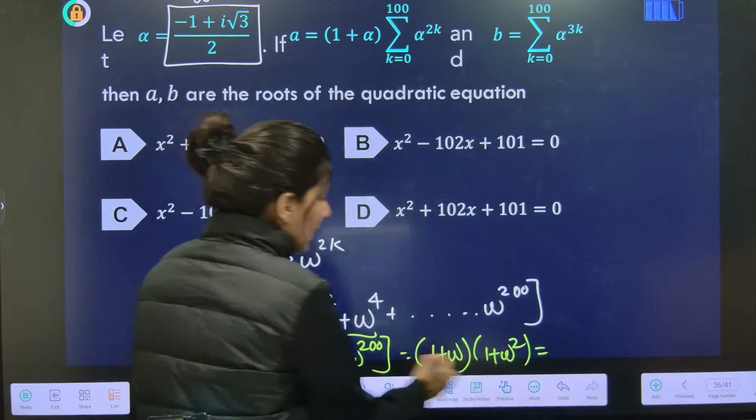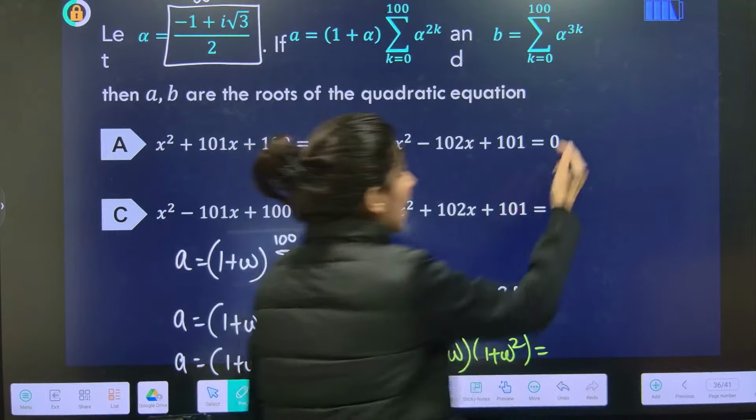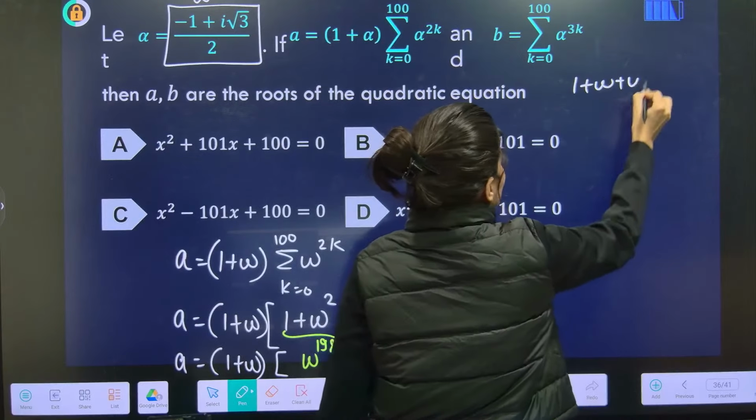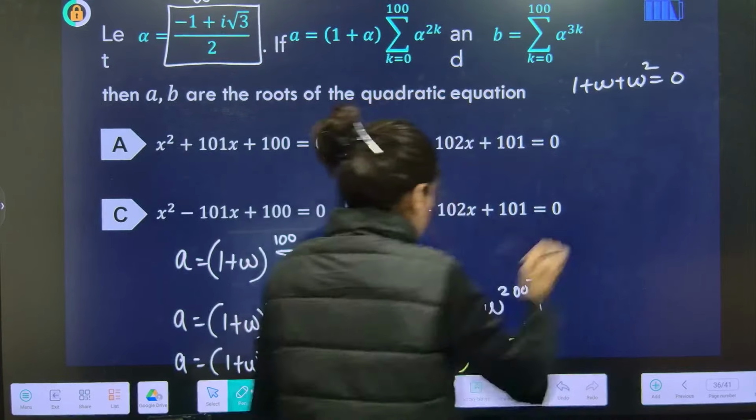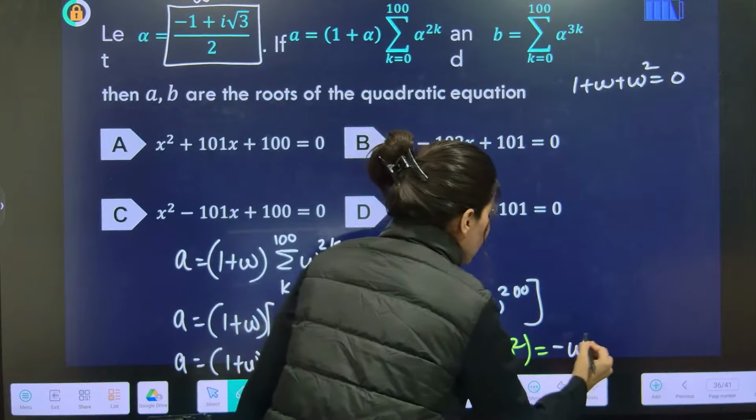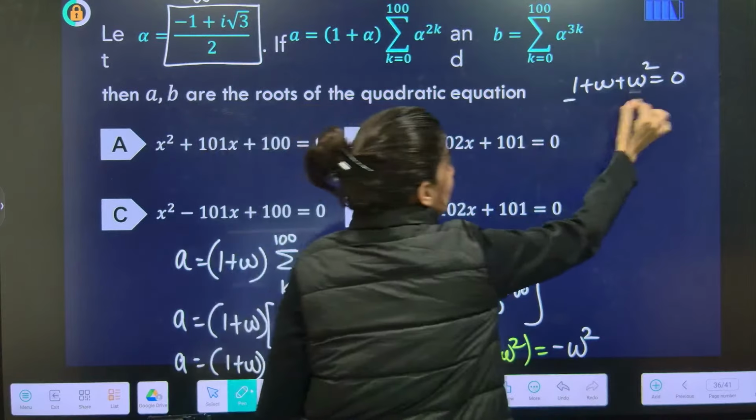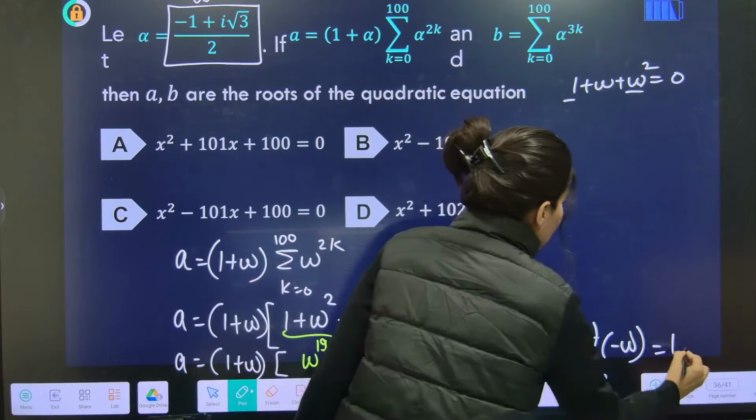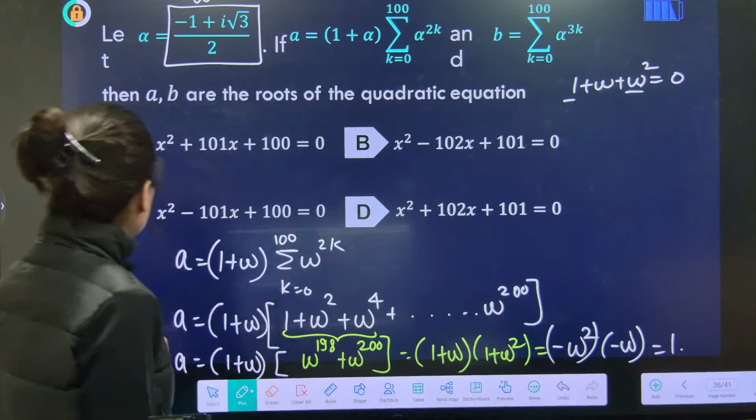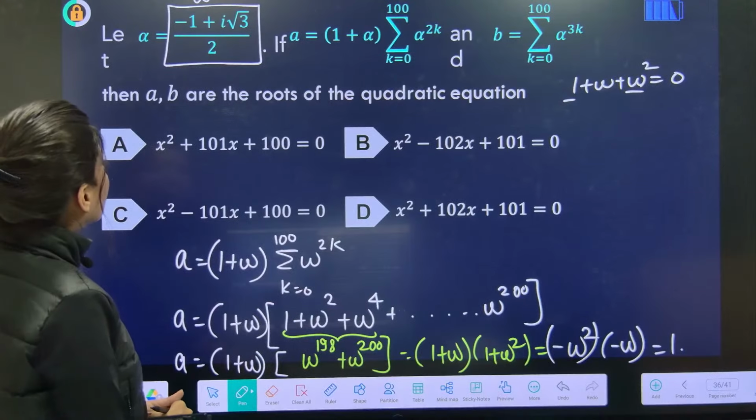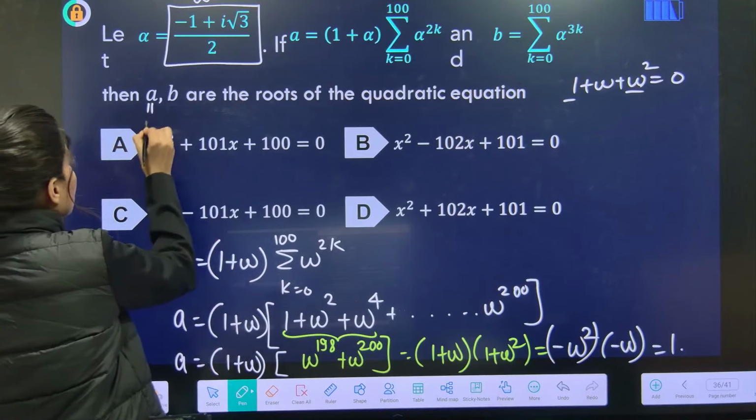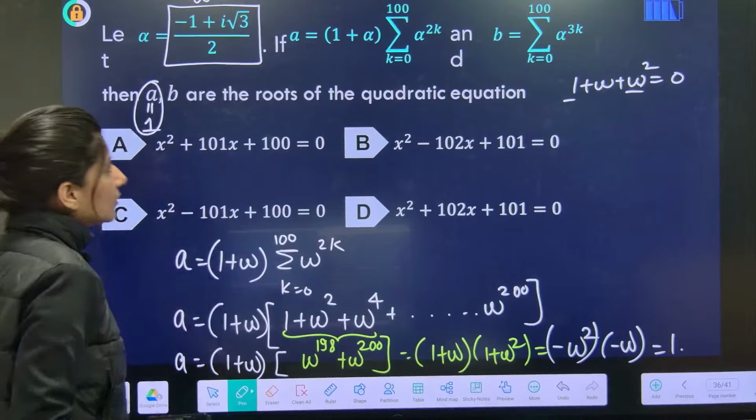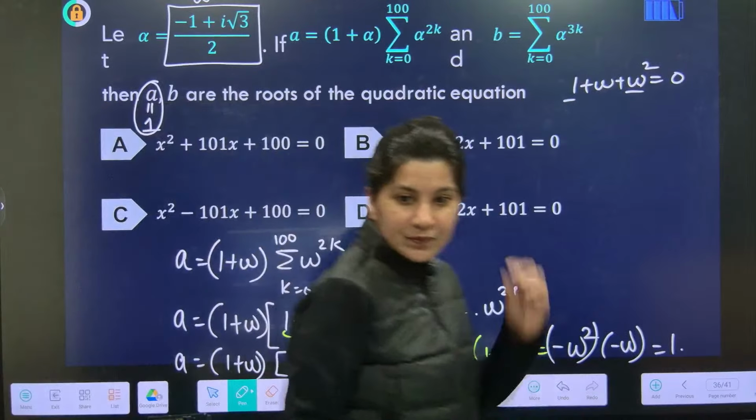1 plus omega plus omega square is 0. Correct? So 1 plus omega is minus omega square, and 1 plus omega square is minus omega. So clearly it is going to be just 1. Okay, so A is going to be 1. A is equals to 1. That's done and dusted.